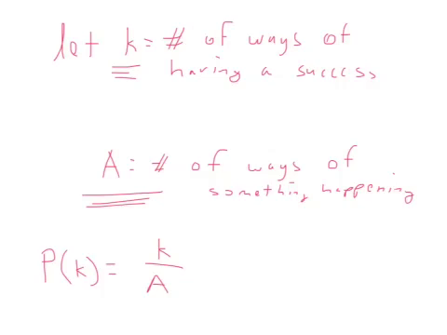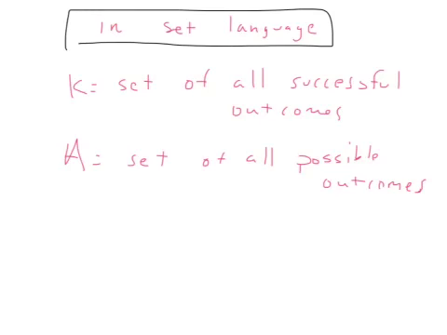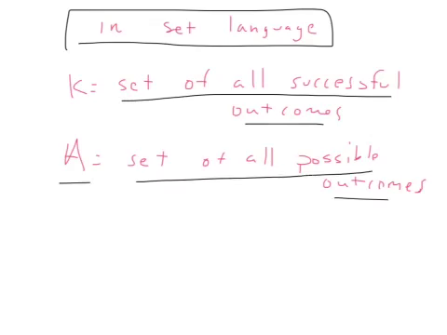Okay, we're going to re-say this in terms of formal set language and then look at an example. Using the same idea in set language, if K is the set of all successful outcomes and A is the set of all possible outcomes, then the probability of K happening is just the cardinality of K, so how many ways we can get a success, over the cardinality of A, which is how many ways something can happen.